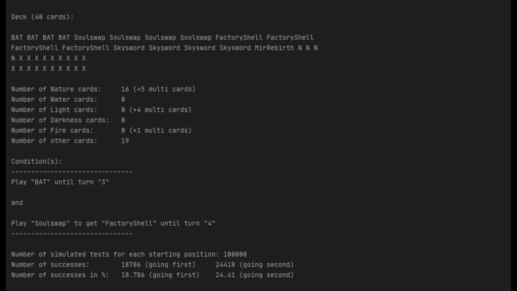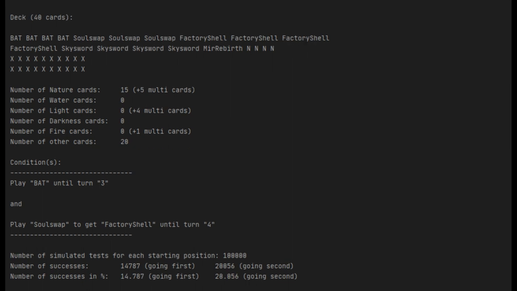And we also looked at what happens when you cut one Soul Swap. In my deck, for example, I only play three Soul Swaps because the space is really tight when you add a fourth color. And we see it decreases your odds, of course, but only by around 3.5%, maybe even less, when you cut one Soul Swap. So not that much.